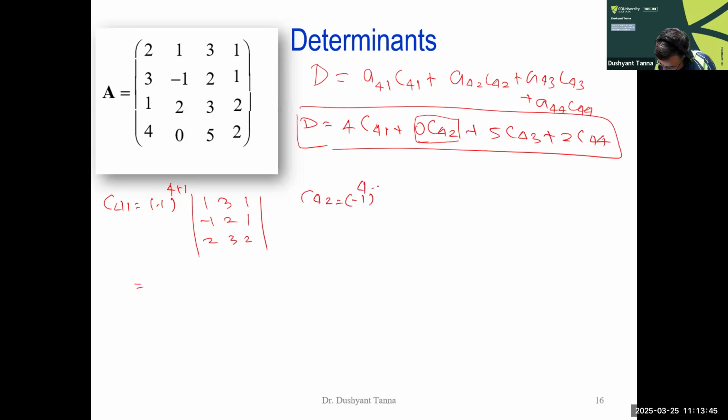Then go with C43. That's minus 1 power 4 plus 3, what I'm interested in rather than 4-2. So 4th row, 3rd column. So 2, 1, 1, 3 minus 1, 1, and 1, 2, 2. And similarly, C44, that's minus 1 power 4 plus 4. 4th row, 4th column, 2, 1, 3, 3 minus 1, 2, 1, 2, 3.